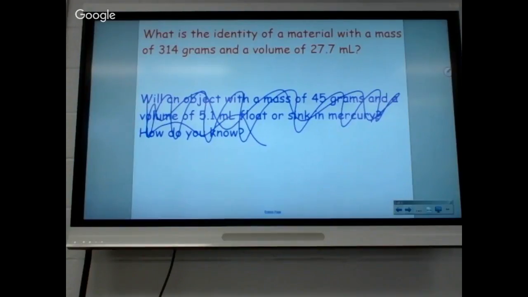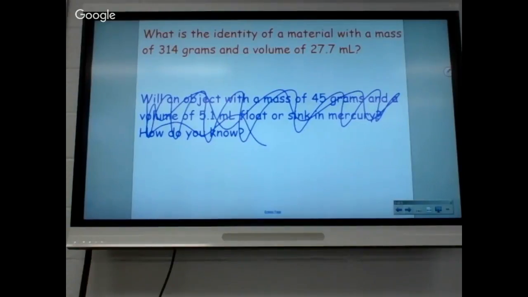I'm giving it to you also so that you can learn how to use it throughout the course of the semester. So if you should have a question like this on the exam, and they're asking you what is the identity of a material, is the question going to say, look it up in the reference table? No. You're going to have to figure that out on your own. Okay?